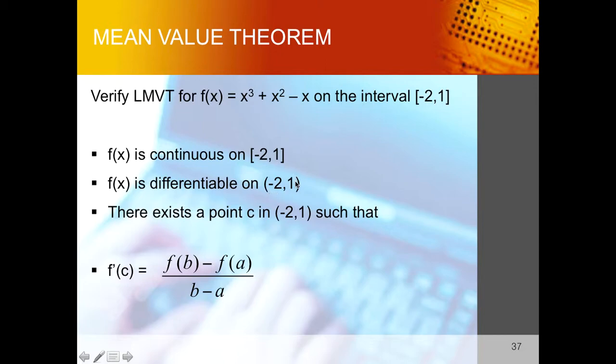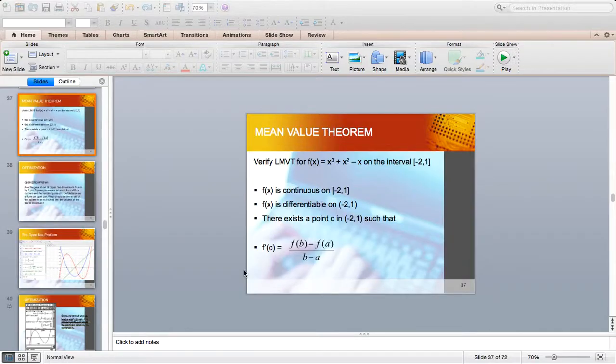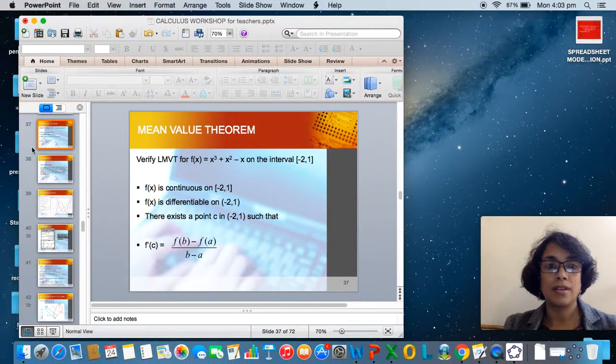If these two conditions are satisfied, then there exists a point C within the interval minus 2, 1, where f dash C is equal to f of b minus f of a upon b minus a, where b happens to be 1 and a happens to be minus 2. So what does this really mean? So let me try and visualize this.